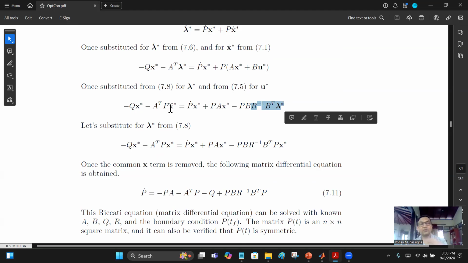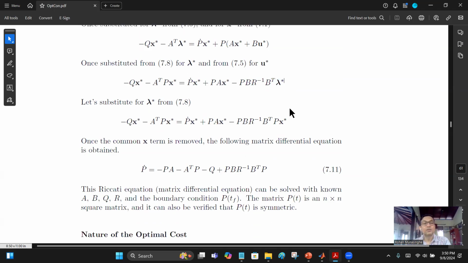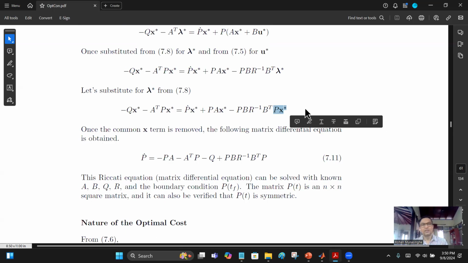Now on one side you substitute for lambda, on the other side you substitute for u. When you do that, lambda comes in, right? So then you again remove this lambda using 7.8, the same way that you did here, P x star. So P x star comes over here. It's kind of going back and forth, but it's important. Otherwise, it will be complete chaos, right? If you want to do it in one stroke, it's not going to happen.